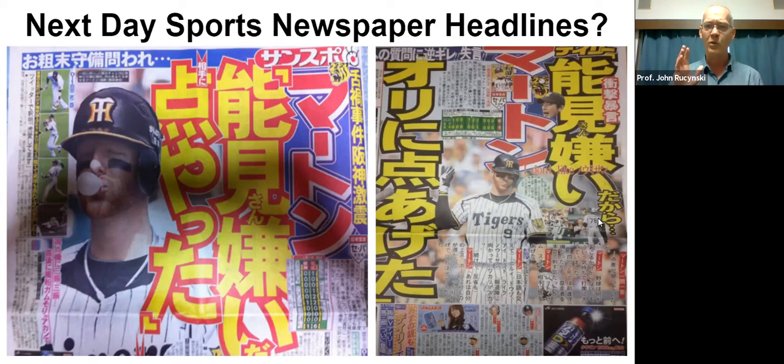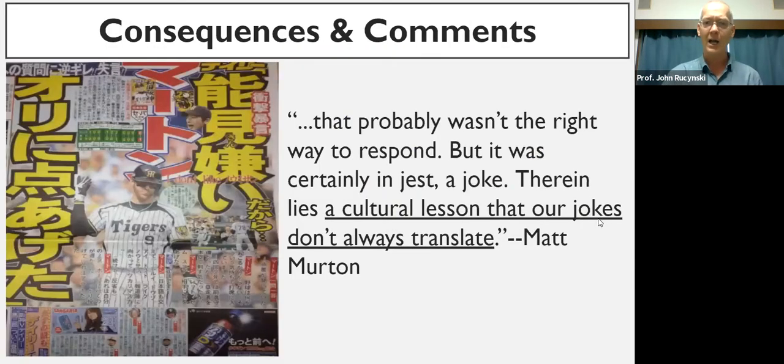And there's a great book about foreign baseball players in Japan by Robert Whiting called You Gotta Have Wa, meaning harmony. And what happened here was Martin disturbed the wa, the harmony of the team. So Merton did have to have some meetings to explain what he meant. And I do think he was sincerely apologetic and said that probably wasn't the right way to respond, but it was certainly in jest, a joke. Therein lies a cultural lesson that our jokes don't always translate.